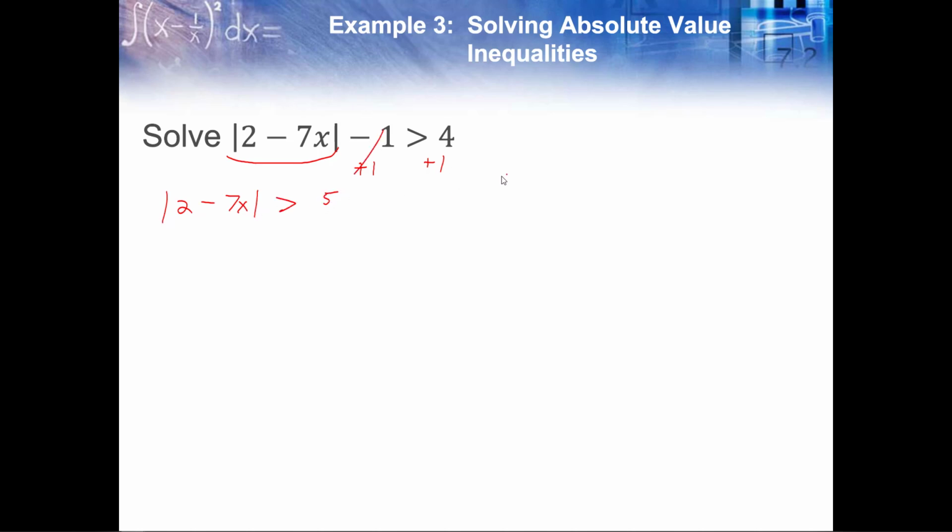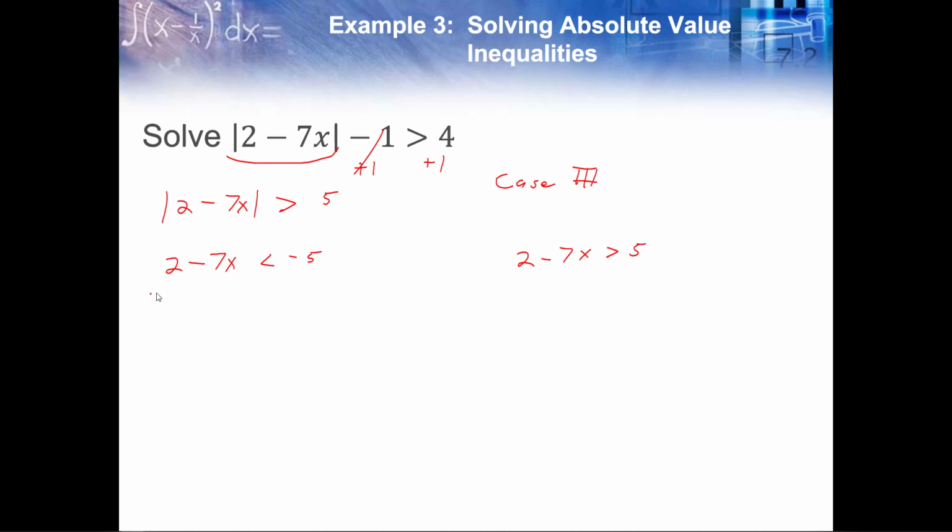Now this is a case 3 problem. So to solve this, we need to solve the following 2 inequalities. The first one is 2 minus 7x is strictly less than -5, and 2 minus 7x is strictly greater than 5. Those are the 2 inequalities. Okay, so let's go ahead and do that.